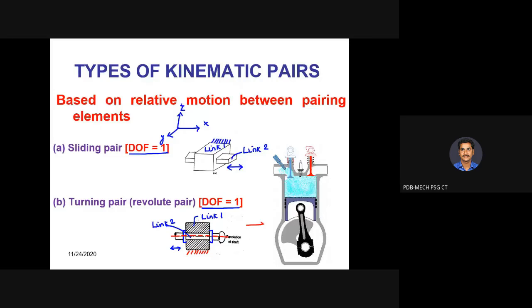For example, assume a 3 coordinate system, X, Z and Y. So it can rotate about this X axis. About Z or Y it cannot rotate. So only one rotational motion is allowed. So it is having 1 degree of freedom. A sliding pair is having 1 translational movement, so 1 degree of freedom. A turning pair is having only 1 degree of freedom, which is rotating about 1 axis. Okay.